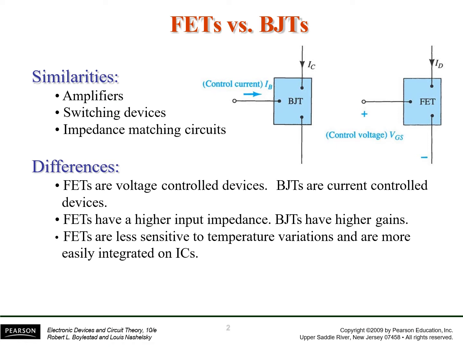Let's compare the two transistor types, the FETs and the BJTs. The similarities are that both of these can be used for the design of amplifiers, for the design of switching devices, and for implementation of impedance matching circuits.